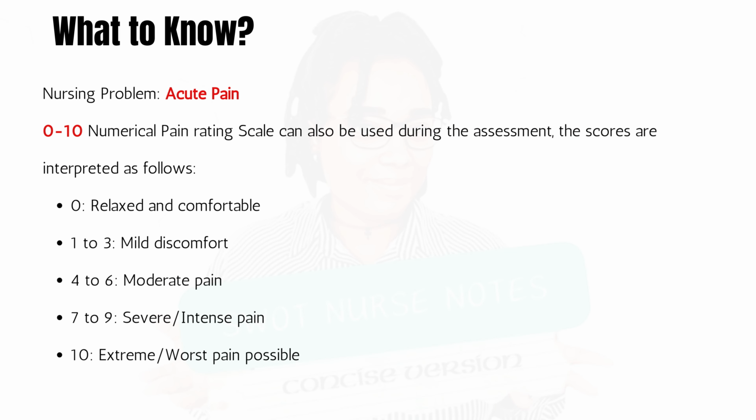As mentioned previously, the 0 to 10 numerical pain rating scale is one of the tools used for pain assessment. The scores for this tool are interpreted as follows: 0, relaxed and comfortable; 1 to 3, mild discomfort; 4 to 6, moderate pain; 7 to 9, severe or intense pain; 10, extreme or worst pain possible.